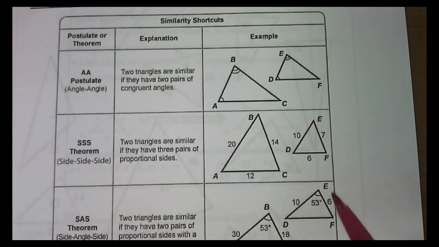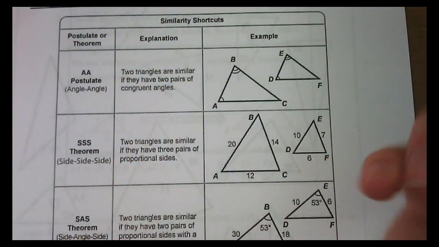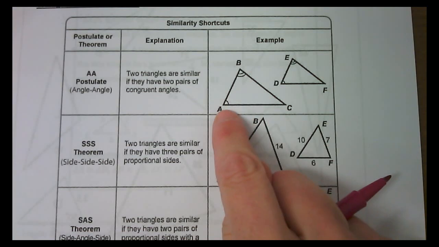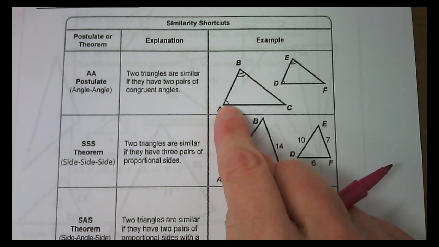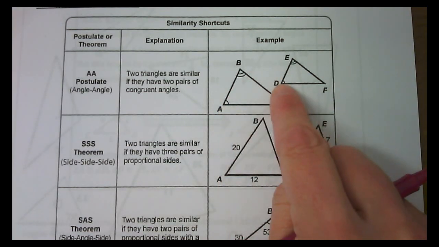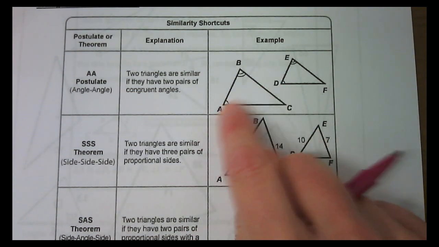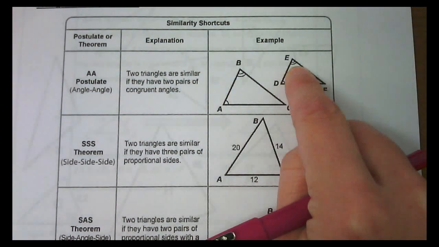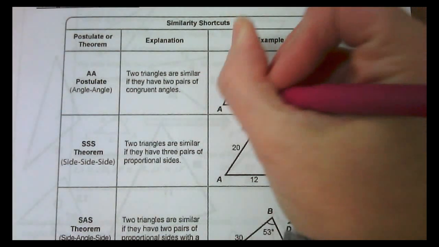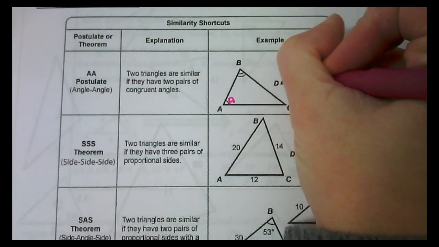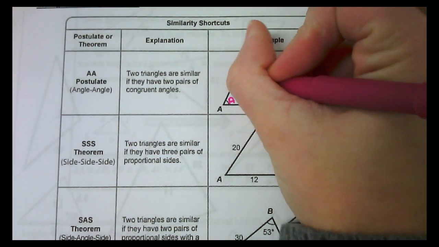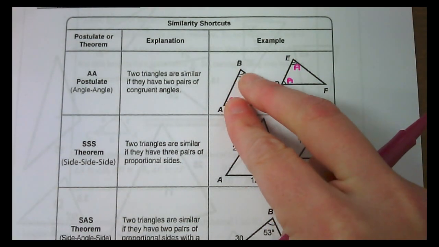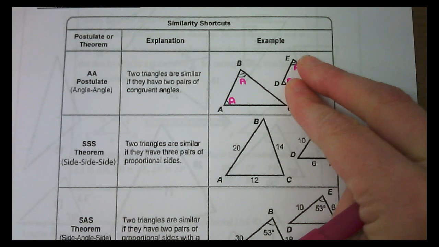So what that means is that for angle, angle, we are looking at having 2 sets of angles that are congruent. The single arc here is showing that angle A is congruent to angle D because they're both marked with a single arc. Angle B is congruent to angle E because they're both marked with a double arc. So what I like to do is use A's for angles. So I'm marking these triangles with 2 angles. So I can see that there's 2 angles here and 2 angles here.